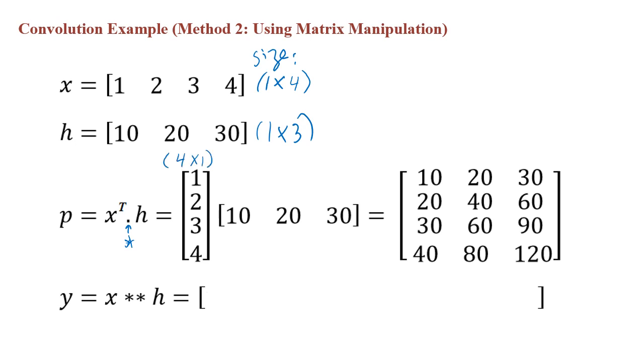And the size of h is still 1 by 3. So now the inner dimensions are 1 and 1, and they do match, in fact. So that means matrix multiplication is possible. And the product will have a size of the outer dimensions, which is 4 by 3. So this is the first step in computing the convolution using the third method.